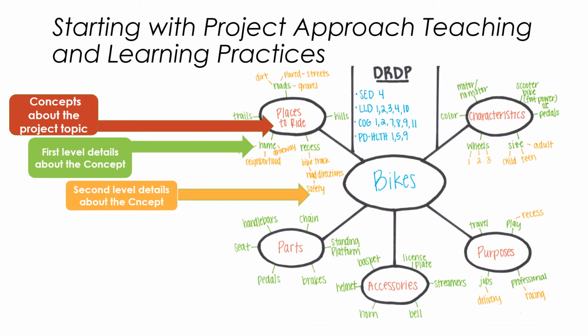In this preliminary teacher anticipatory web, you can see there are concepts about the project topic. So we have bikes in the center, and then we have 5 different types of concepts, major concepts, in red. Then we have in green the first level details of the concepts. And then we have second level details about the concepts coming off of the green. In the middle you will see that Allison has listed several possible DRDP standards.